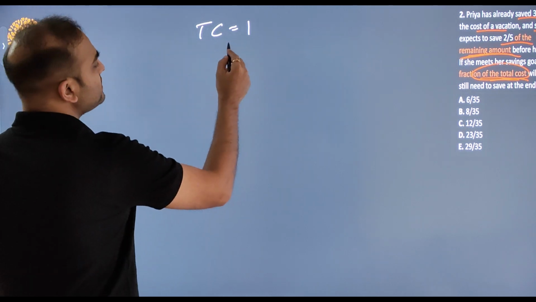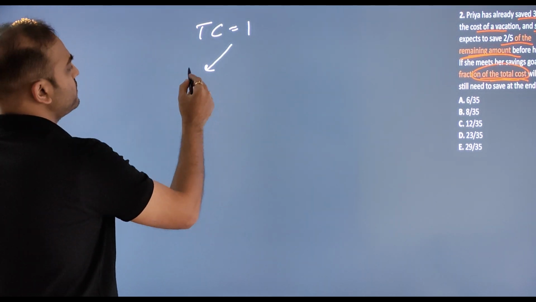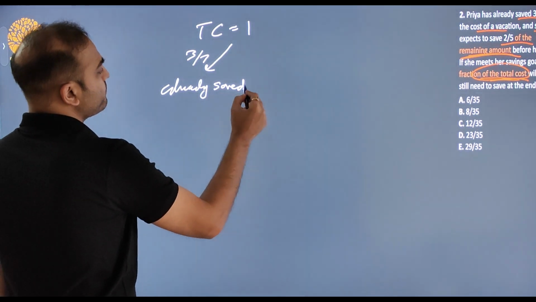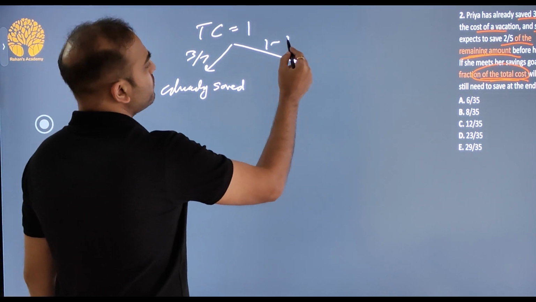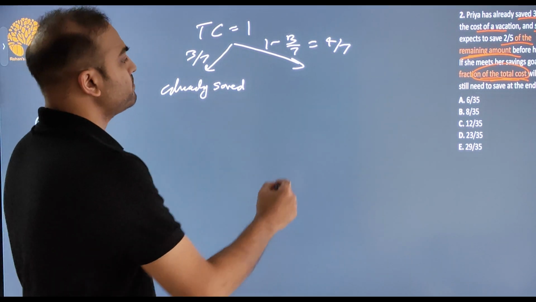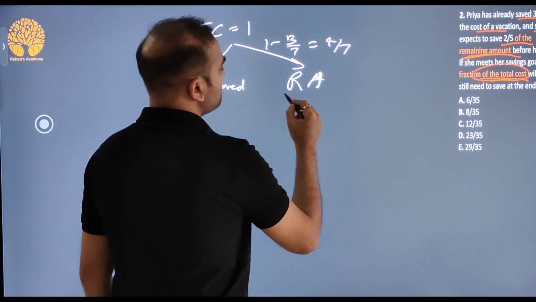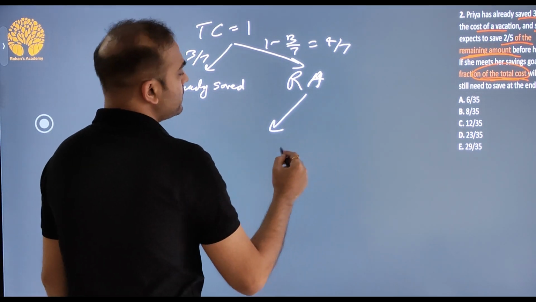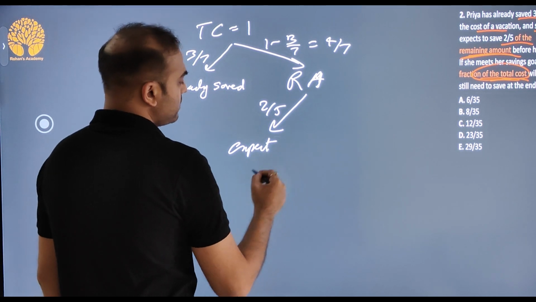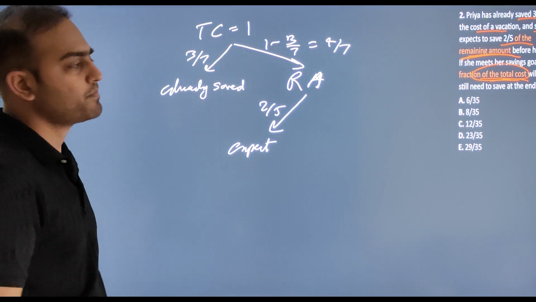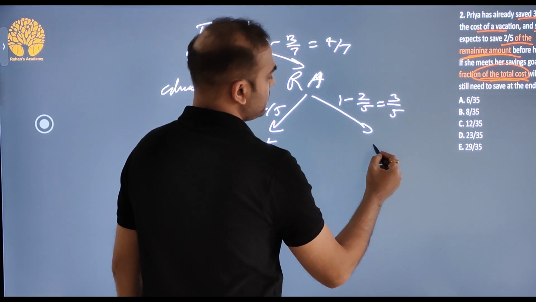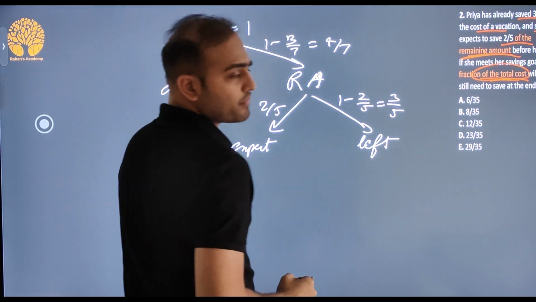Now what has she done? 3/7 she had already saved. So how much more does she need? 1 minus 3/7, that's 4 by 7, right? So this is my remaining amount. Now of this, she intends to save 2/5. That's your expectation, right? She expects to save 2/5. So how much is left? 1 minus 2/5, that is 3/5 is left, right?